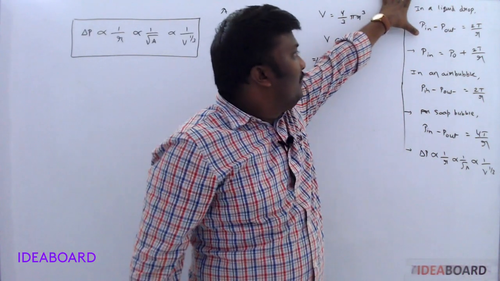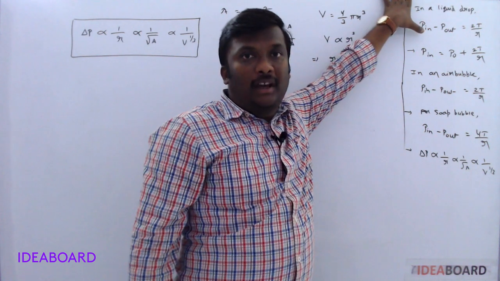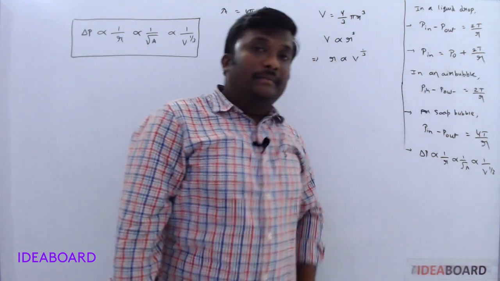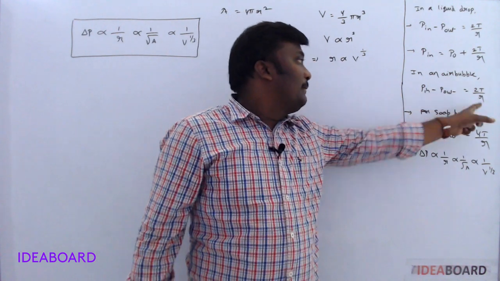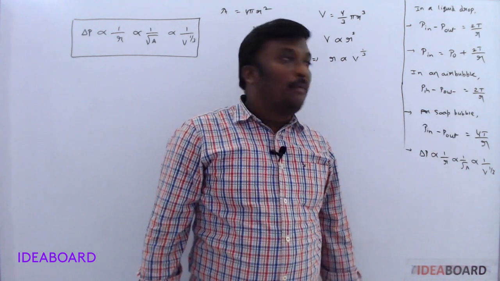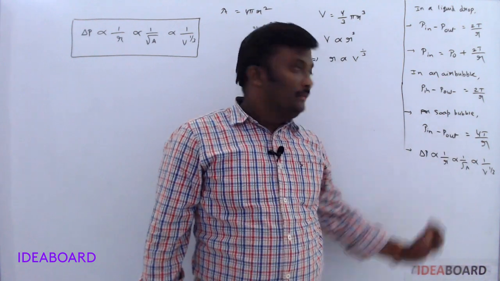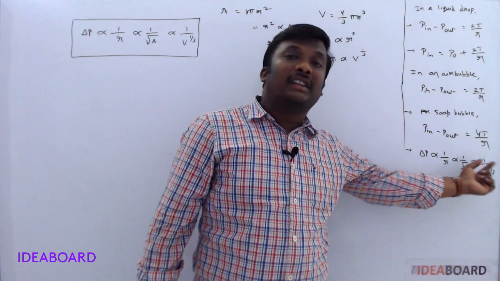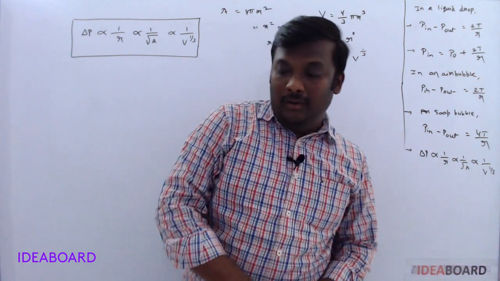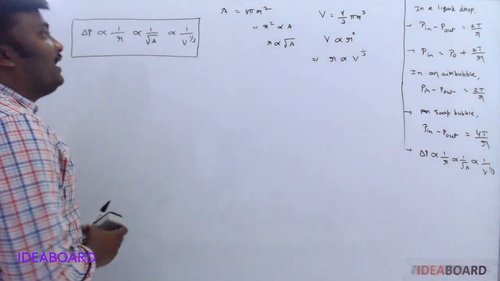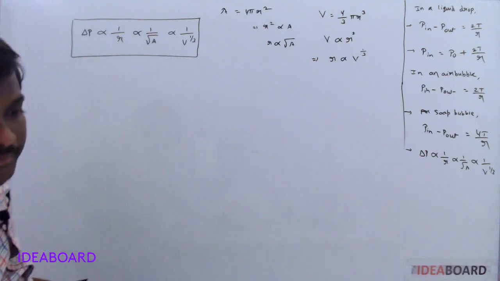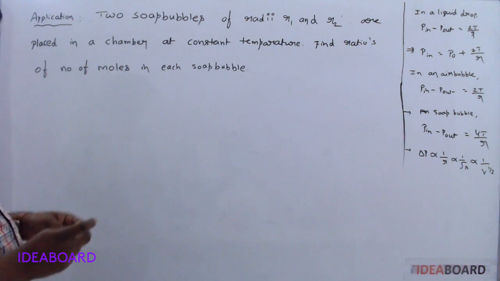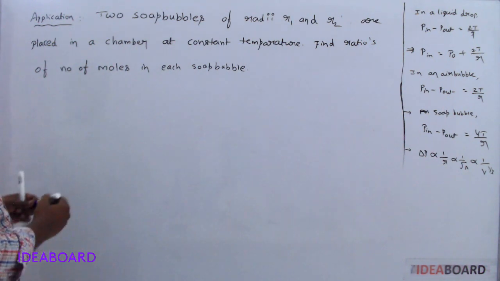In a liquid drop, excess pressure is 2T by R. Inside the liquid drop, pressure is P naught plus 2T by R. For an air bubble, excess pressure is 2T by R. For a soap bubble, it is 4T by R. Okay. Next, excess pressure related with the radius, surface area or volume is like this. Now, let us see some applications related to the excess pressure. Let us see the first application.